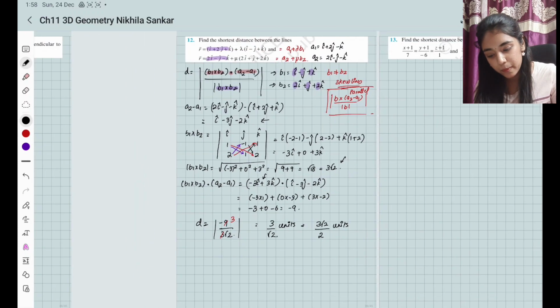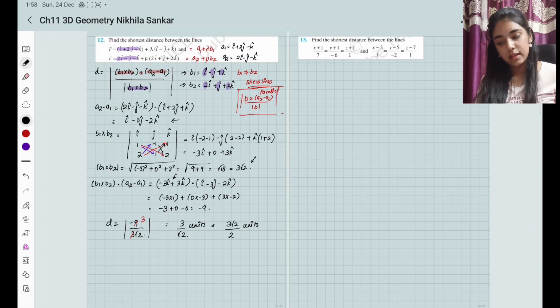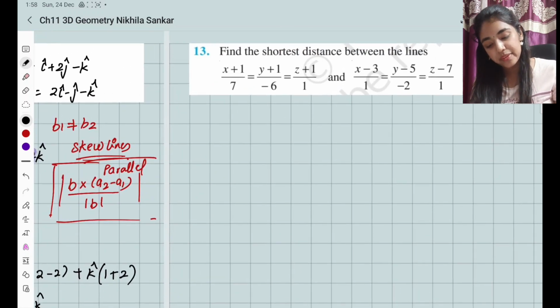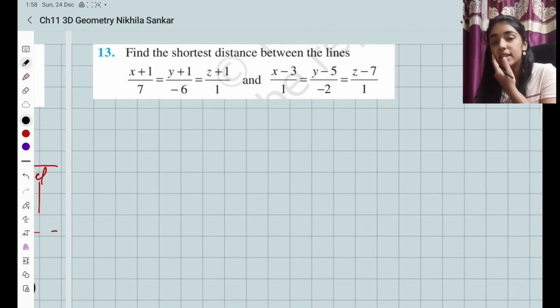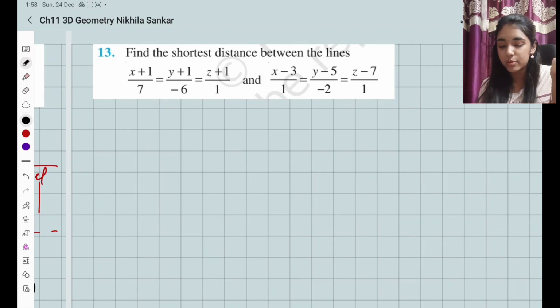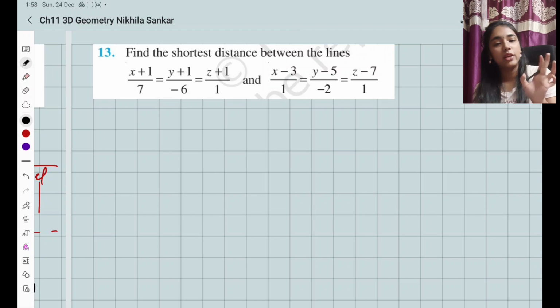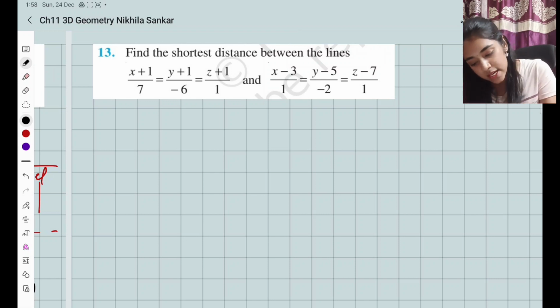Please copy. Question number 13. Find the shortest distance between the lines. So now two lines are given in the Cartesian form. So how are we going to find the shortest distance? I have to find out what my A1, A2, B1, B2 and C1, C2 are. From the general form, this is going to be line 1 and this is going to be line 2. Let me write the general form first.